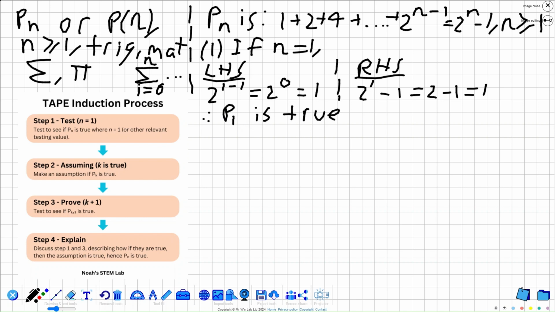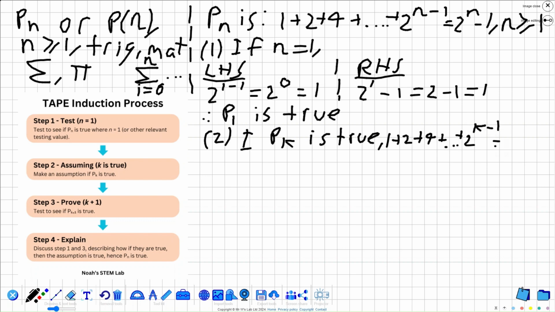Then we're going to go on to the next step, and this involves creating an assumption. So if Pk, we're just using the letter k to represent this, if Pk is true, then I'm going to try and squeeze this in here so I can fit everything on this page. We'll say 1 plus 2 plus 4 plus, and so on, plus 2 to the power of, instead of n now, k minus 1, equals 2 to the power of k minus 1. Then what we can do is start to test this and prove that Pk plus 1 is true.